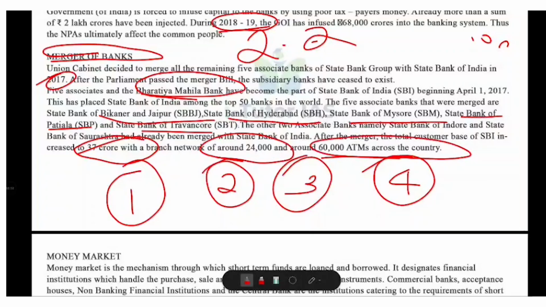Okay, in short, we can say that the merger was a historic move that made SBI a global giant, capable of competing internationally and serving customers more efficiently within India.